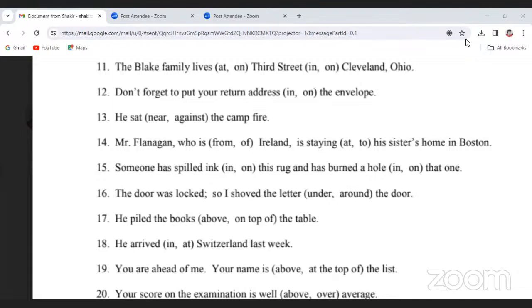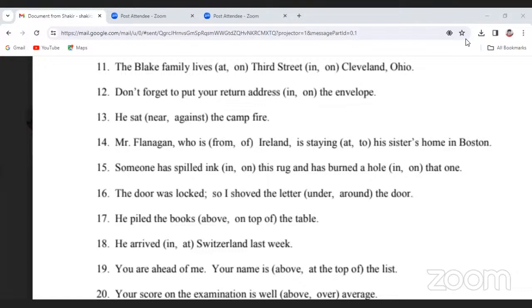We move to number 12. Don't forget to put your return address dash the envelope. Don't forget to put your return address on the envelope. Yes, on is the correct answer. Absolutely correct. We move to number 13.